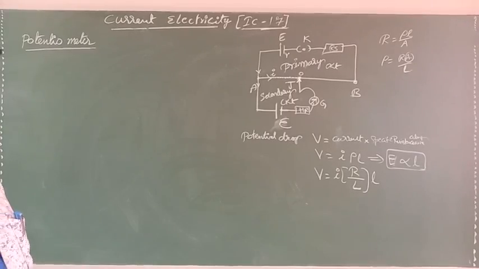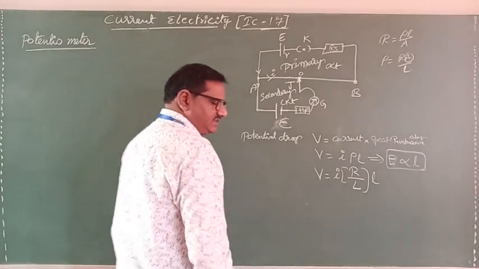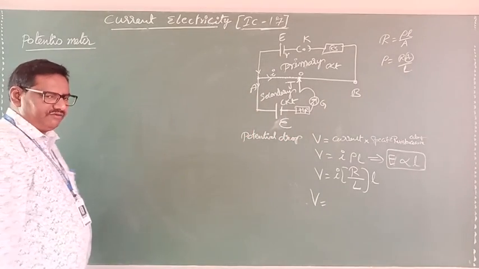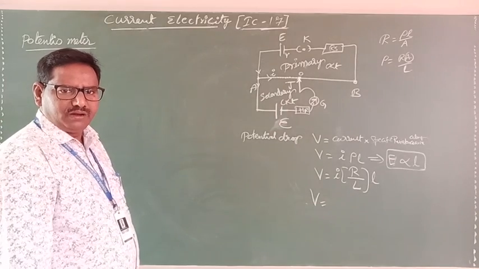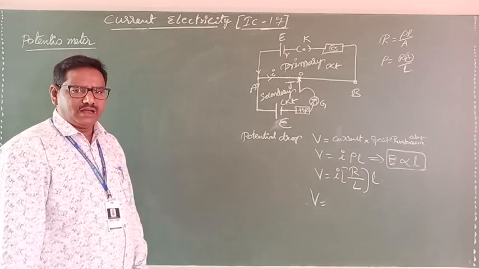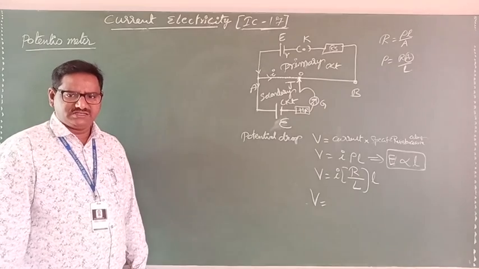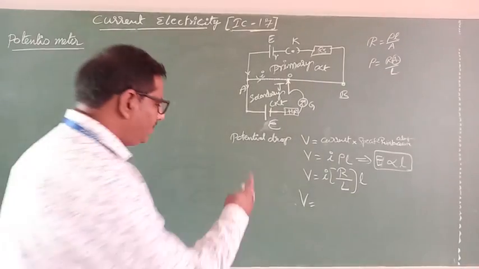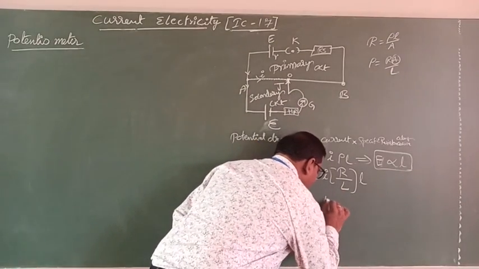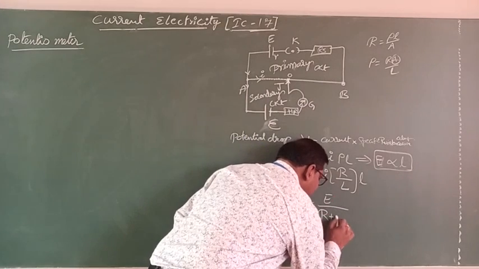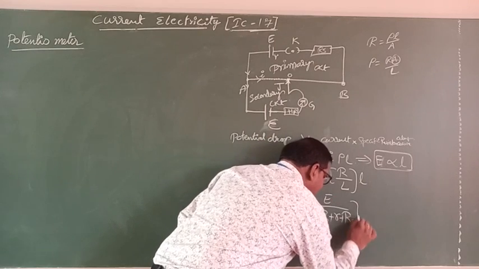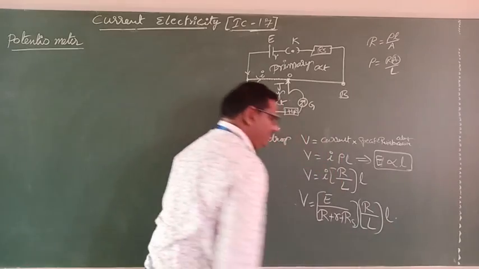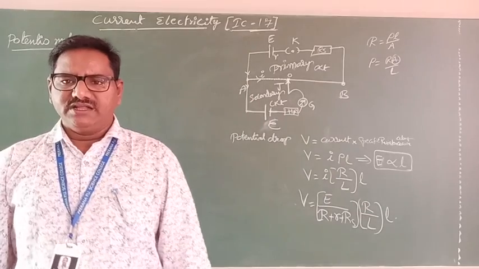If the current is not given, then in this formula the current can be changed. V equals, already we know that current I equals E by R plus RS for the primary cell. That formula only we use here. So instead of I we write E by capital R plus small r plus RS, into R by L into small l. By using this formula we can measure the EMF of a cell.